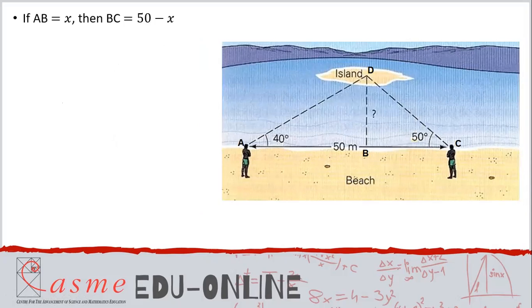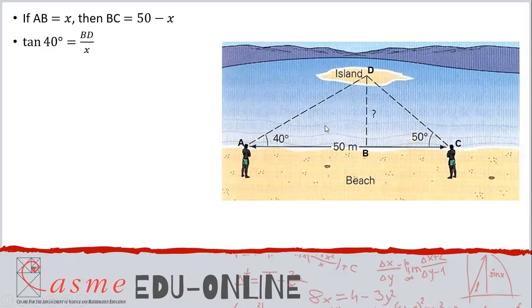So now we can say if AB is equal to X, therefore BC should be 50 minus X. I don't care what X is. If X is 10, this one will be 50 minus 10, 40. If X is 20, this one will be 50 minus 20, which is 30. What I know is that if I know one side, I can always work out the other side. Now I can say, what is the tangent of 40 degrees?